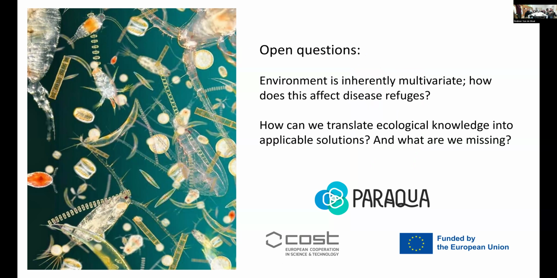So one would be, because environment is inherently multivariate, how does this affect disease refuges? But maybe for this round, it's actually more interesting to look at the second one. So how can we translate this type of ecological knowledge into applicable solutions, or applications, right? That would be interesting for you. And what are we missing, both in conceptual understanding, but also in terms of the type of data that we gather, or compartments that we are completely missing. And with that, I'm going to shut up for a moment.